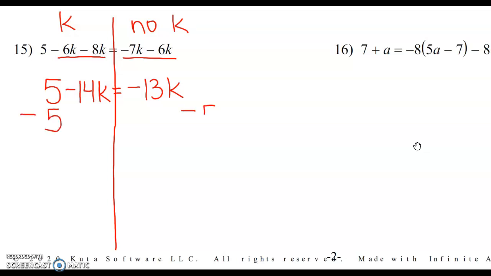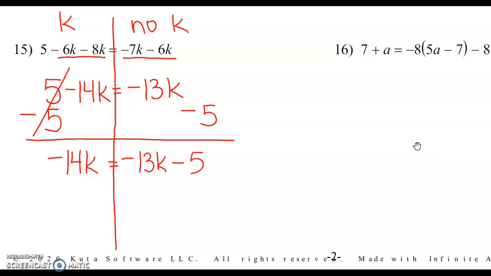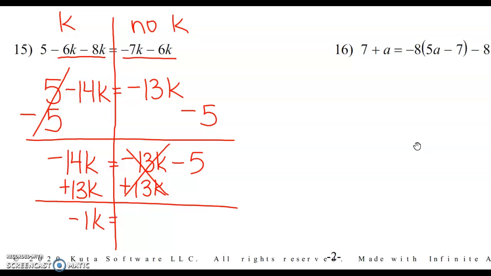So to move a positive 5, I would subtract 5 on both sides. So I've got negative 14k equals, I can't actually subtract the 5 from the negative 13k because they're not like terms. So I've got negative 13k minus 5. So now I see that negative 13k is on the wrong side. So to move a negative 13k, I would add 13k. So negative 14k plus 13k is negative 1k equals, don't lose your negative, negative 5. So now that everyone's on the correct side, I divide by negative 1 to find out that k is 5.